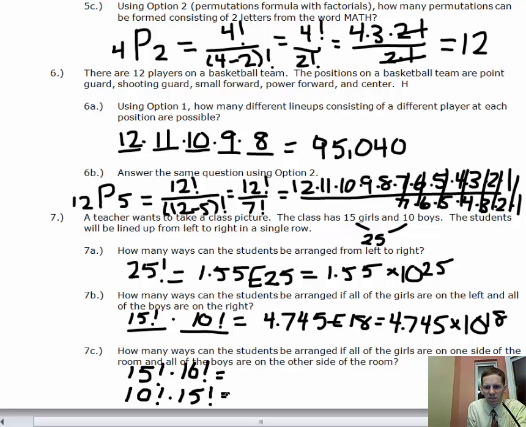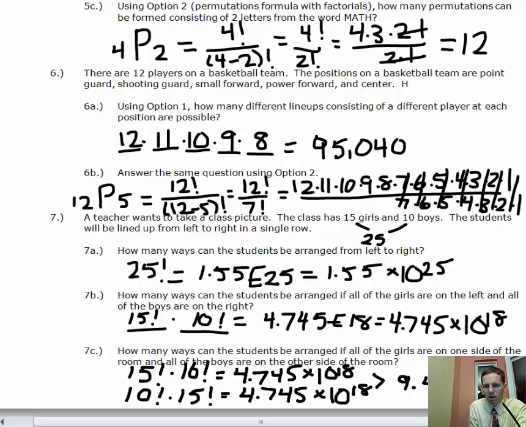Well, in both of these cases you're getting the same number, this 4.745 times 10 to the 18th power. And what we're going to do with these two values is we're going to add them together, because either the boys can be on the left or they can be on the right. And when we have these OR problems, it typically means we add. So we're going to add these two values together. And the sum of these values actually ends up being about 9.49 times 10 to the 18th power. That is a lot of ways of arranging kids, isn't it?